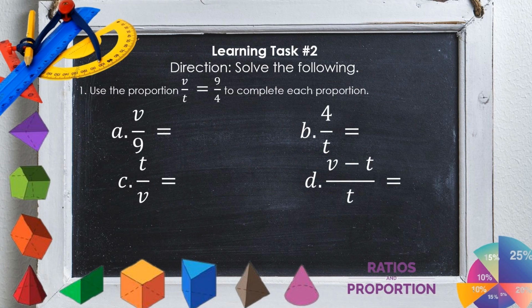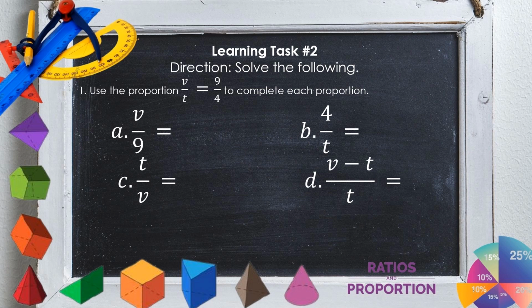So, I told you a while ago, you can use the lesson that we had. I'm just going to lead you towards answering the following. We have the given proportion b over t is equal to 9 over 4. So, you have to complete the proportion.